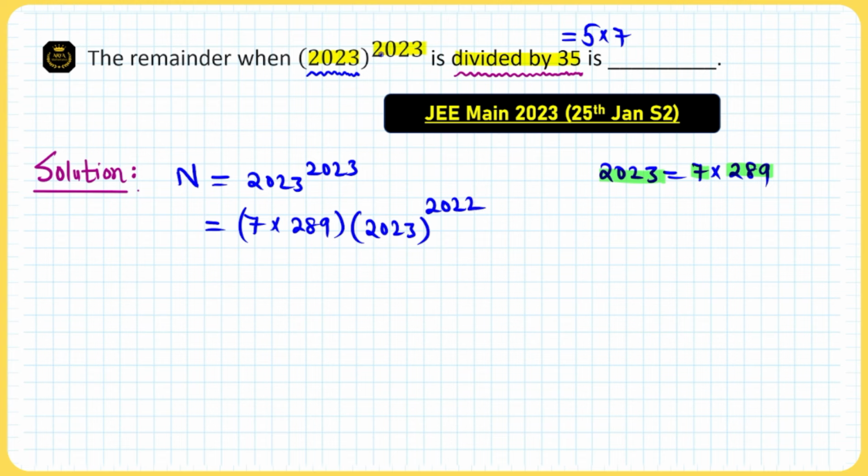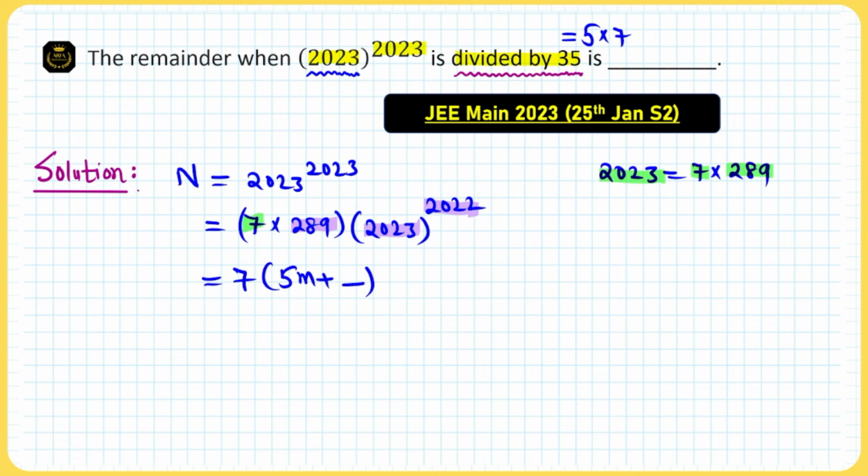The aim is to write this number as some multiple of 5 plus some constant, and then that constant will be the remainder. Because we already have this 7 outside, we'll try to write the rest of the numbers as a multiple of 5 plus something. Then 7 into 5 will become 35, which is a multiple of 35, and we'll get the remainder very easily.